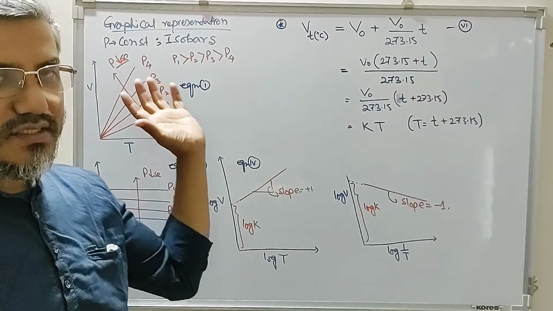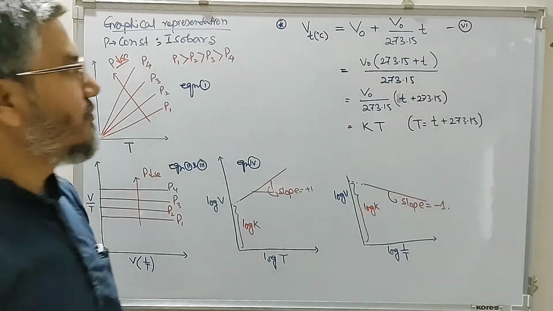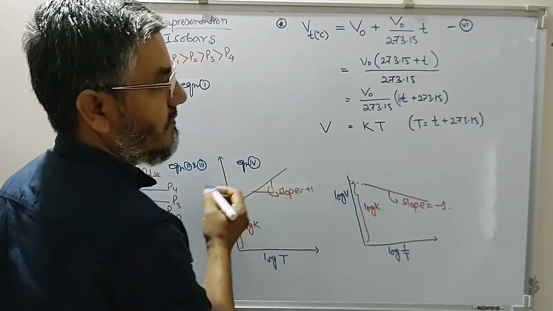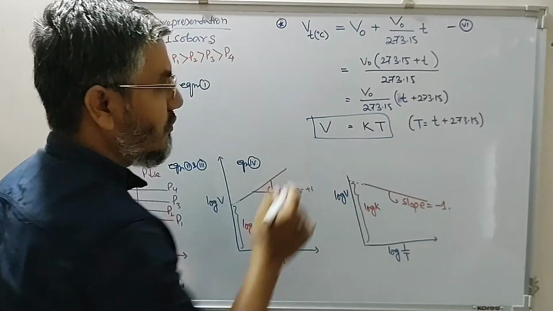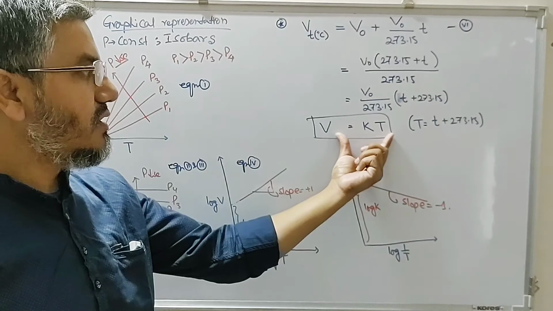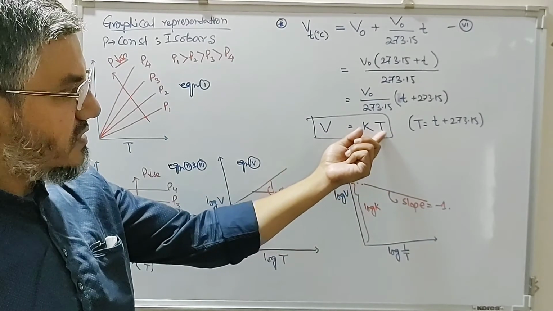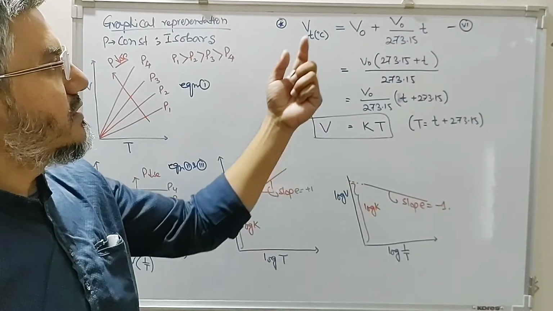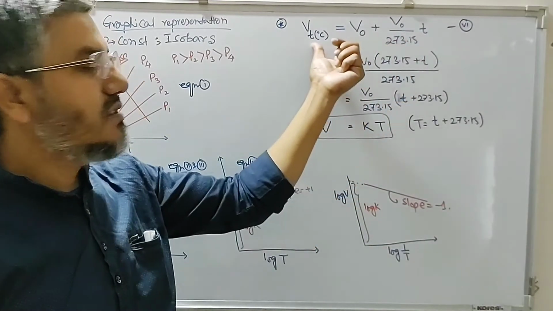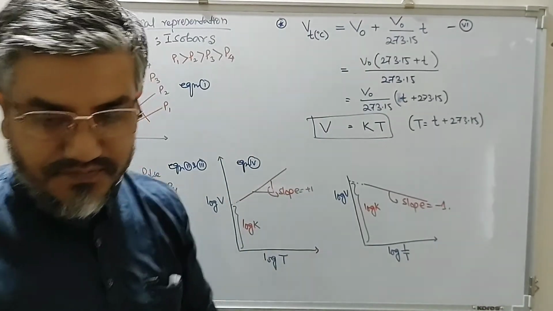Now look at this: who discovered it? Charles. Who got the credit? Kelvin. So both the equations are the same: the volume occupied by the gas and the absolute temperature are directly proportional. At 0 degree centigrade, the volume is some finite value. At 0 Kelvin, the volume is 0. Now look at the equation number 6 graph.